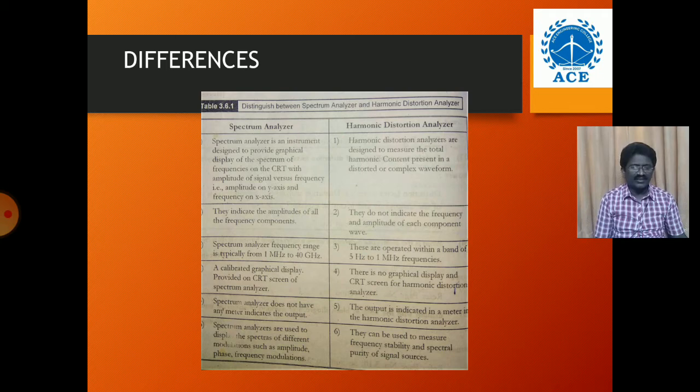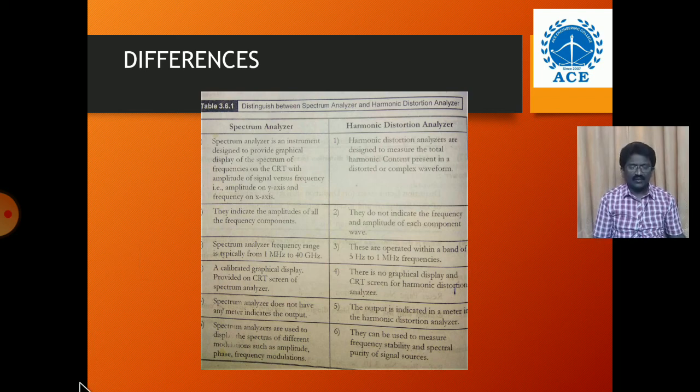Here you have to check the output of the harmonic distortion analyzer with the help of some methods, like the Wien-Bridge method, network method, resistance method, and so on. With the help of these methods you can observe the output waveform in the form of some values. That is the reason there is no graphical display.